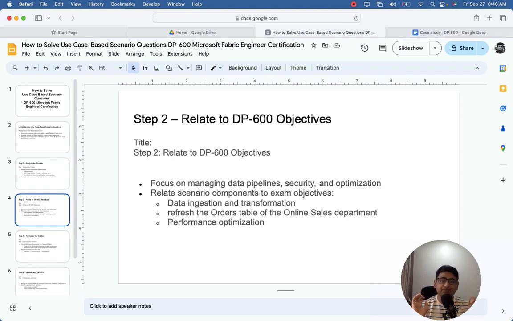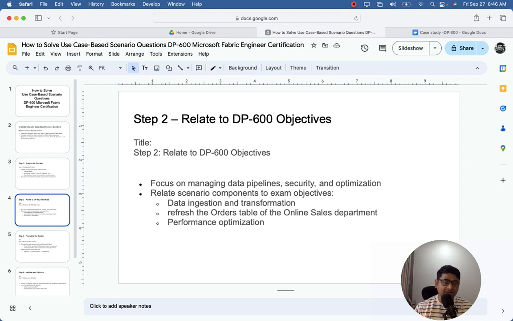Now what is step 2? Step 2 is you need to relate the scenarios of Microsoft Fabric, okay. So if you have completed the DP-600 Fabric lesson from the Microsoft learning, you must have understood the data ingestion process, data flow, you know how to ingest a large amount of data, what data ingestion process will be quicker, okay, if not how to optimize the performance, okay. So you need to focus on managing data pipeline, security and optimization.